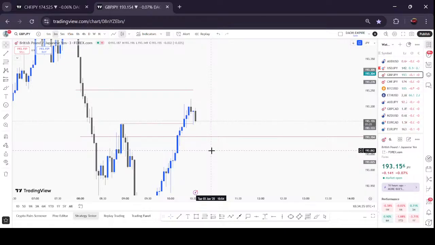Let's see the way it's going to close. CHFJPY. Okay, I'm still going to hold on. I'm not going to enter any position yet on GBP-JPY. Let's wait until it closes.